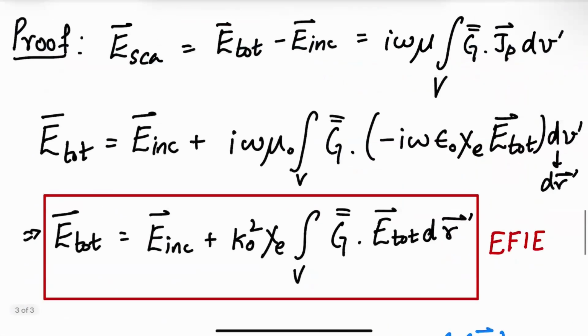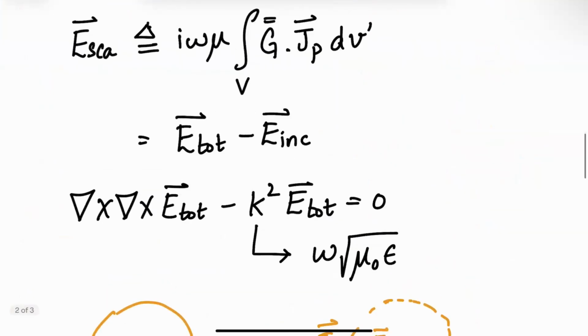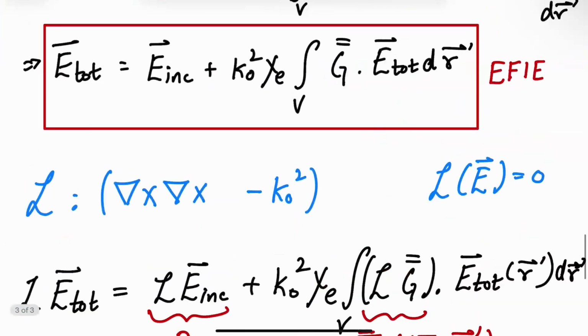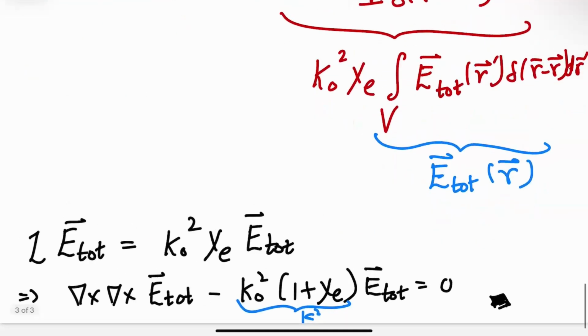So essentially we've shown that E scattered can be represented as E total minus E incident. And we showed that from that you can actually get an integral equation. And then solving this gives us the total field, which we haven't done yet. And that's what we want to do next. Okay, so let's jump into that.